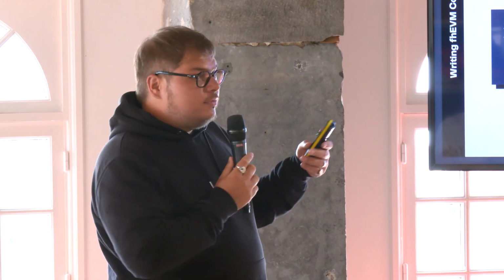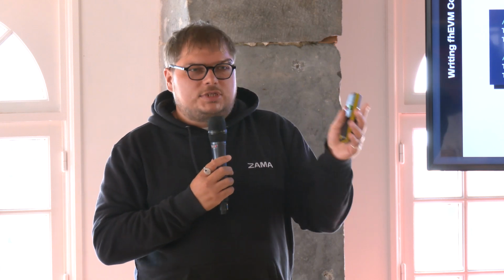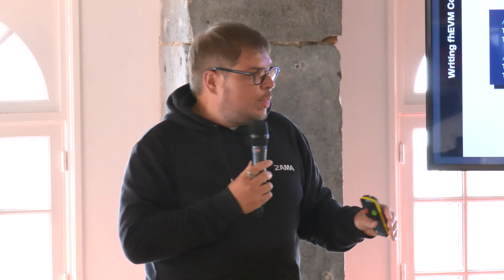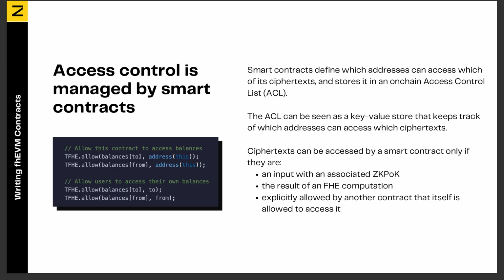So the goal of this allow function is to have an ACL contract, so access control list contract, directly on chain. And you can imagine that this access control list is like a key value store, where you say, okay, this ciphertext can be decrypted or can be processed by only this address, for example. So this is just an on-chain contract, and it will allow or disallow contracts and wallets to manipulate this ciphertext and decrypt it. So to use it, it's pretty easy.